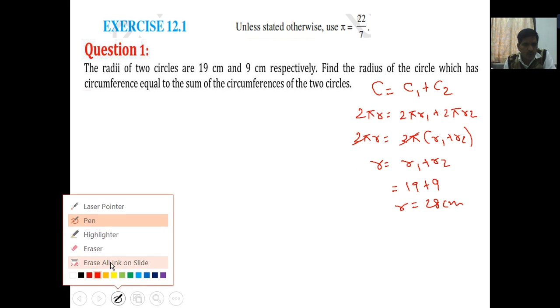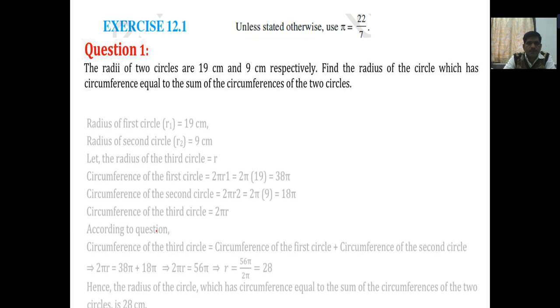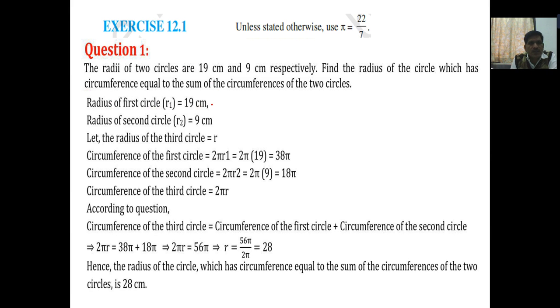Now which way do you have to write? We have to write the radius of the first circle, that is 19 centimeter, the radius of the second circle, that is 9 centimeter, the radius of the third circle is R, where C is equal to C1 plus C2. Now the circumference of the first circle is 2 pi r1, that is 38 pi. The circumference of the second circle is 18 pi. The third circumference is 2 pi r. Now 2 pi r is equal to 56 pi, this pi cancels. So 2r is equal to 56, r is equal to 28.